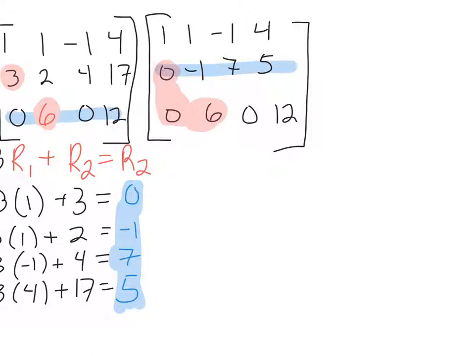Now, when I finally get to this point, where I've made these green ones zeros, I have to go ahead and use row 2 to eliminate the final number in row 3. So let's go ahead and do that. So I've got row 2 plus row 3. Now, where is the 6 located? What row? Well, it's located in row 3.